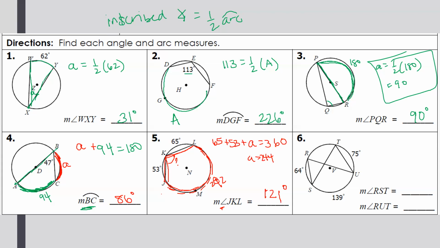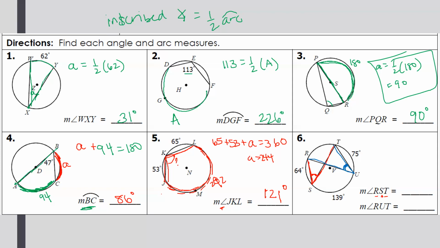Okay, let's look at number 6. We want to find the measure of angle RST. RST is this angle right here. Remember, you follow the order of the letters. That middle letter is your vertex. So RST says we're looking for this angle here. And RUT, we'll make that a different color. How about we do blue this time? RUT is here. So that's this angle here.